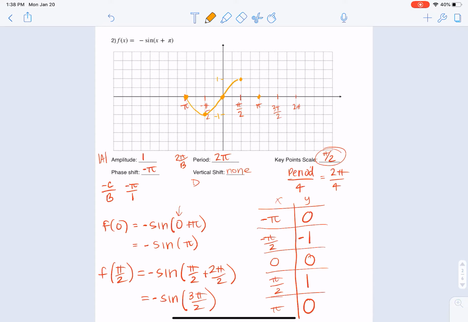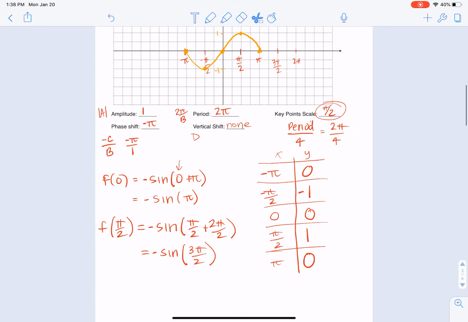So again, this looks a little bit different because I have a negative sign, which is why my sine graph is reflected. And this is my shift. I picked up my graph and I shifted it over by pi. So there's a really nice example for that.